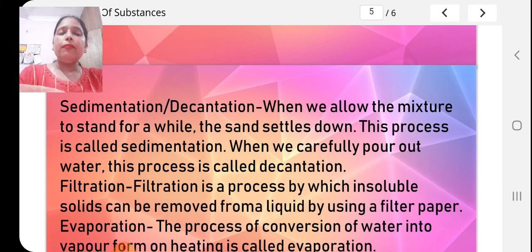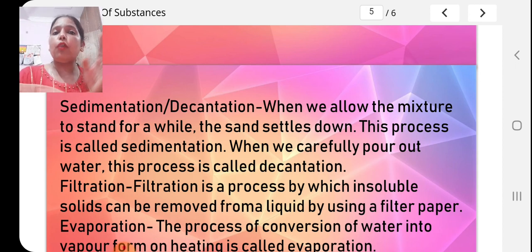Now there are some other methods for the separation, in which the first one is sedimentation or decantation. When we allow the mixture of water and sand to stand and settle down for a while, the sand settles at the bottom, and this process is called sedimentation. And when we carefully pour out the water from that mixture, this is called decantation.